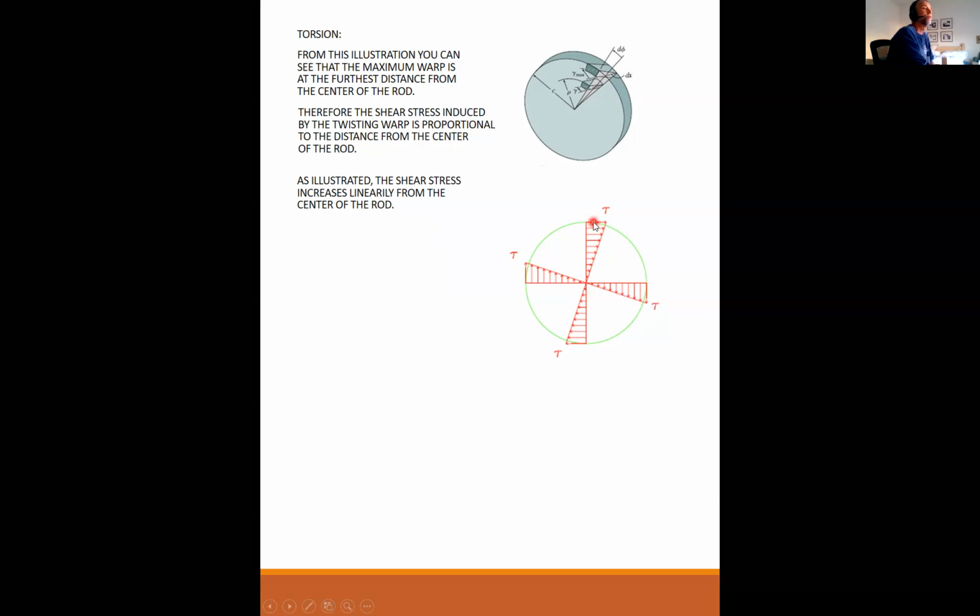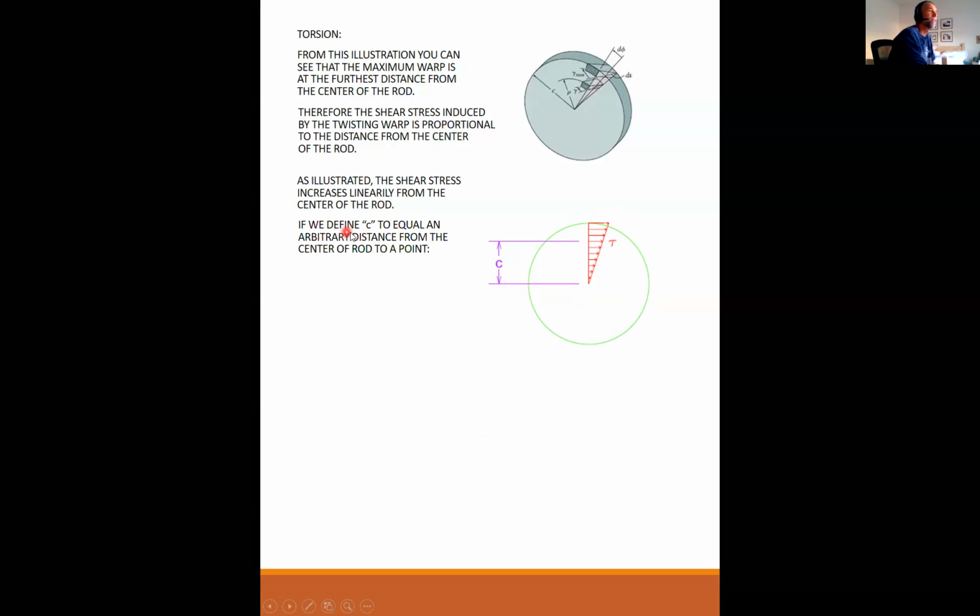The magnitude of the shear stress that is induced by torsion is proportional to the distance from the center of the rod to the extreme perimeter of the rod. So the shear stress is maximum at the surface, and it is equal to 0 at the center of the rod. Anywhere in between the two, it's a linear proportion. Okay, which I'll show here.